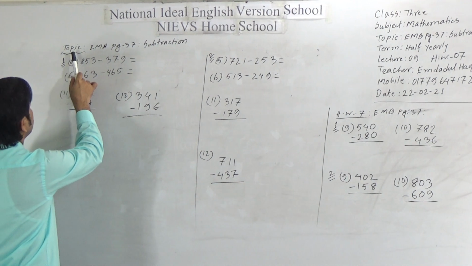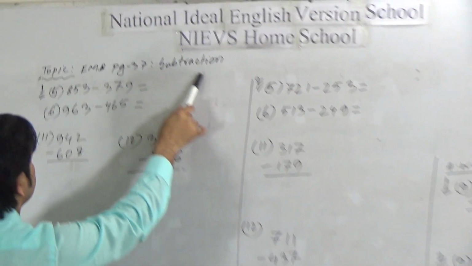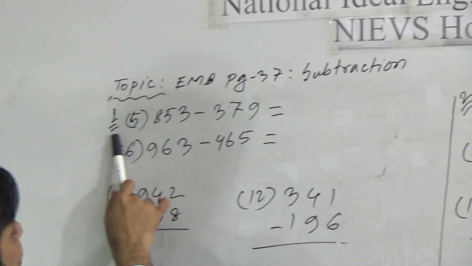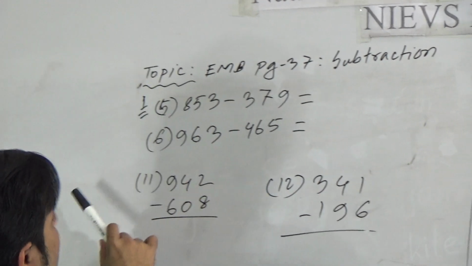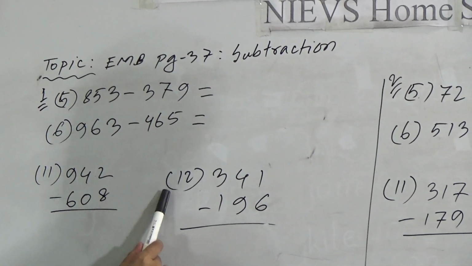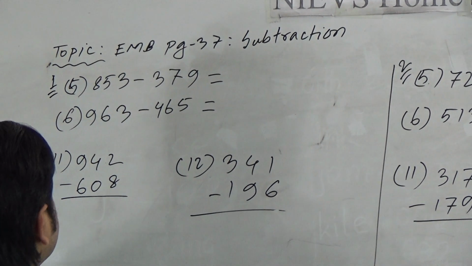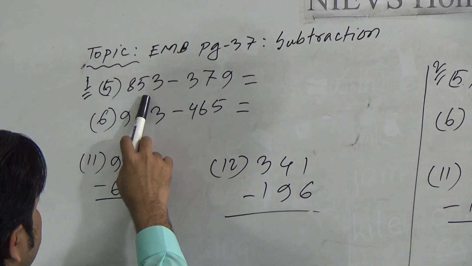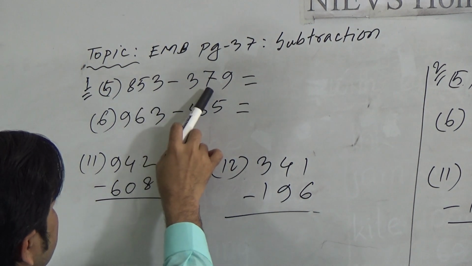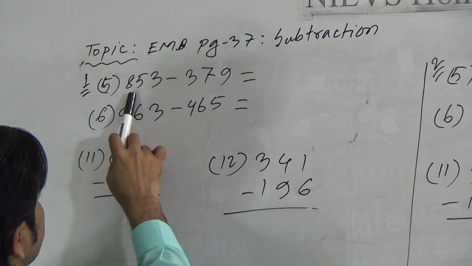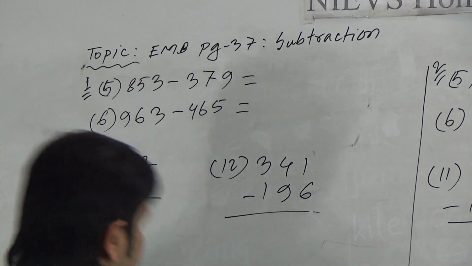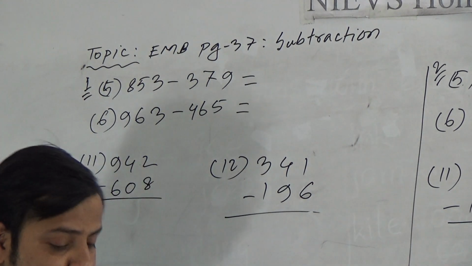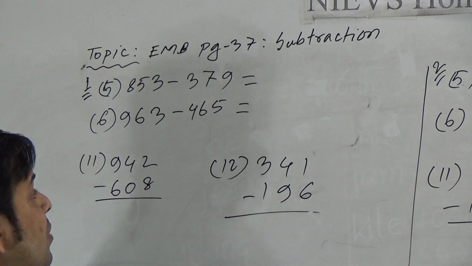Okay, dear students, let us see. Our today's topic, EMB page 37, subtraction. From activity 1 I have written 4 questions: 5, 6, 11, 12. Okay, so see question 5 at first. Dear students, this is a subtraction. We have to subtract 379 from 853.